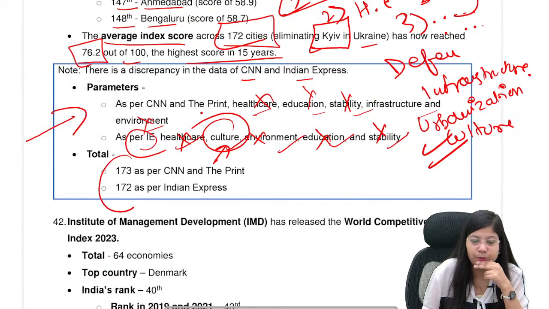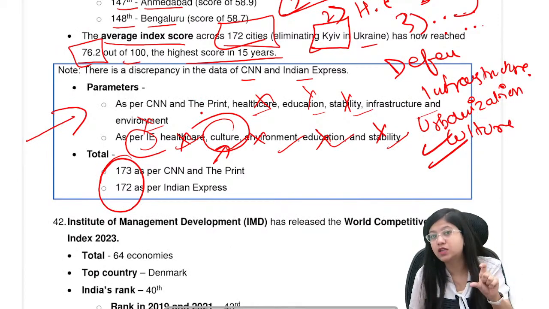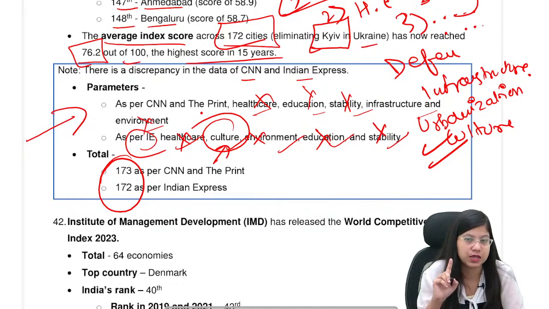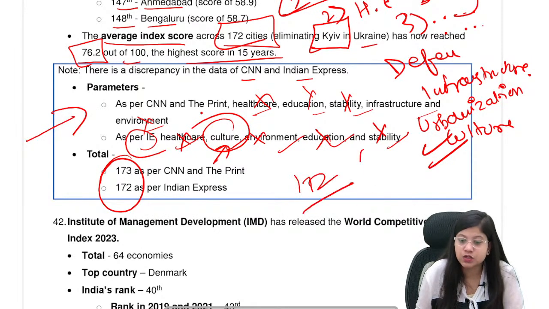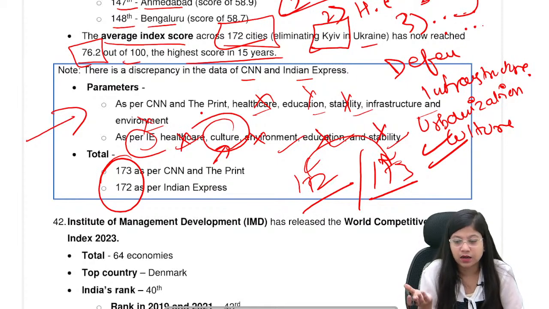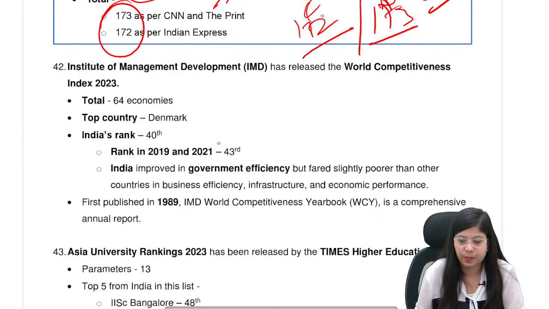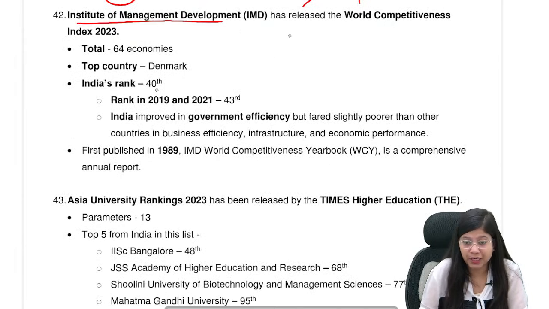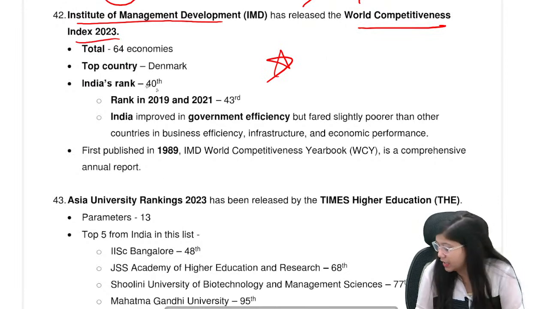Now, in my opinion, if the total number of countries is asked from you in the examination, then this discrepancy would not be there in the option. Either you will get 172 countries or you will get 173 countries. You would not get both of the options together. Okay, so that eliminates this discrepancy. Okay, कोई सा भी number आए, you have to select. Indian Institute of Management Development released the World Competitiveness Index, which is again a very important index. I hope this discrepancy is clear, guys.